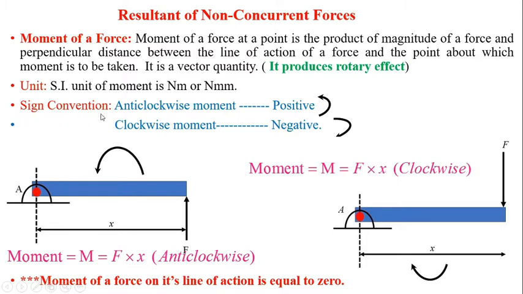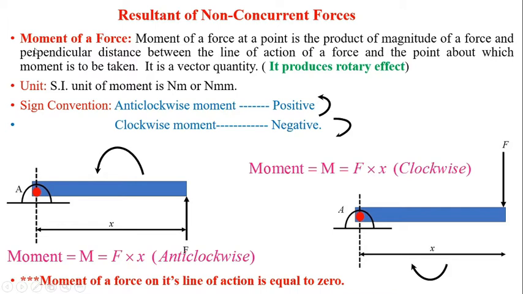Now, sign convention. From now onwards we will be using this sign convention for moment. If a moment is in anti-clockwise direction, then we will treat it as a positive moment, and if it is in clockwise direction, we will use a negative sign for that particular moment. So, anti-clockwise positive, clockwise negative. This will be our sign convention from now onwards.